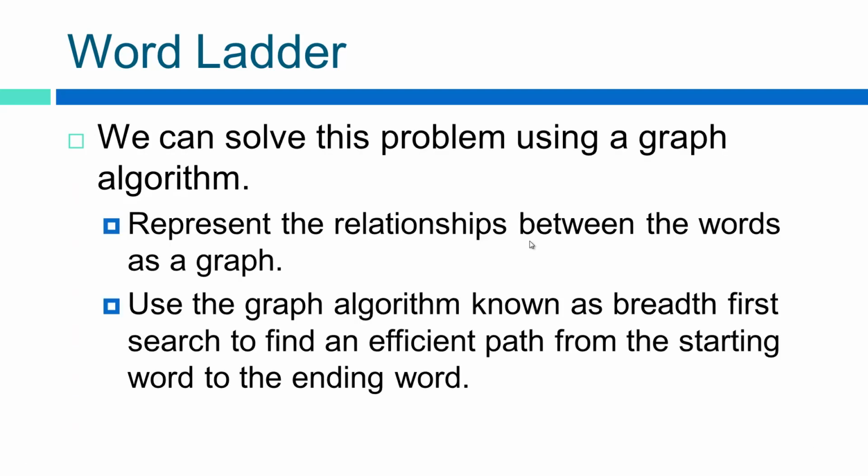And what we want to know is that we can actually solve this problem using a graph algorithm. What we can do is represent the relationships between the words as a graph, and then use the graph algorithm known as breadth first search, which is what we want to begin thinking about, to find an efficient path from the starting word to the ending word.